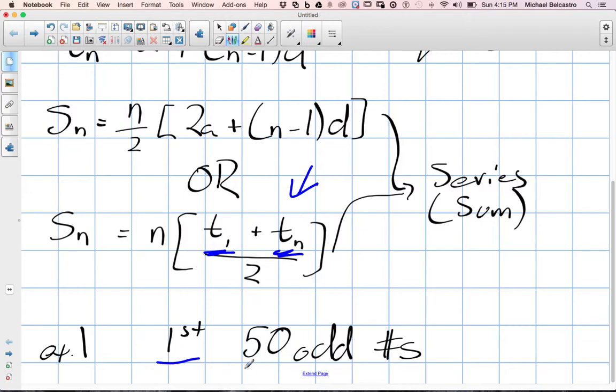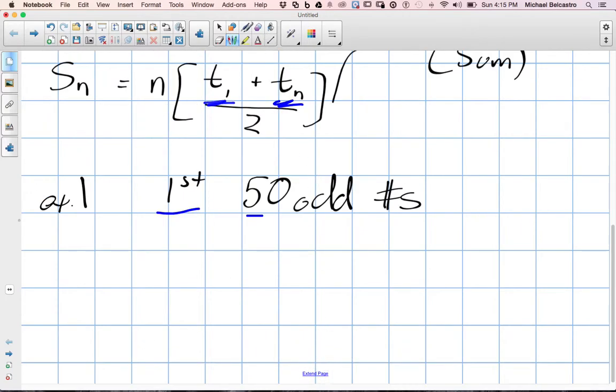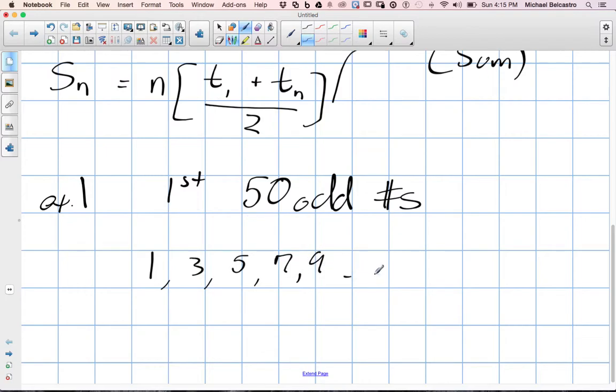Our question is the first 50 odd numbers. Okay, so odd numbers, hopefully we know them. We go 1, 3, 5, 7, well, I almost forgot 9, and then they go on. And we need to figure it out to the 50th term here. So this could be somewhat difficult to find out what the last one is. Now, luckily, in the question they told us what the last term is, but we can kind of deduce what that is going to be.